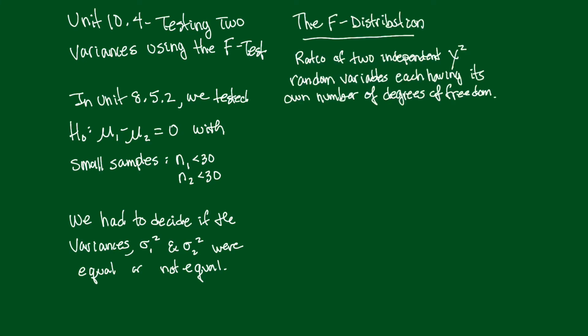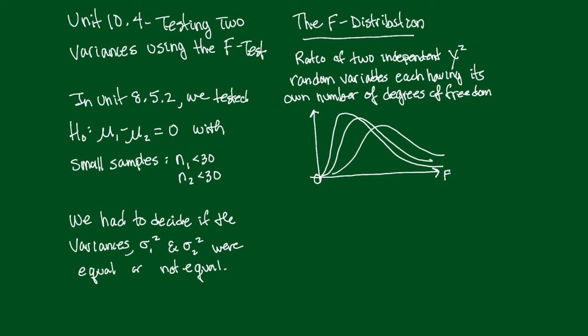So let's just talk about this F distribution. The F distribution turns out to be a ratio, so it's just a fraction, of two independent chi-square random variables, each having its own number of degrees of freedom. Here's a picture. So the two variables are both chi-square, so I'll draw a chi-square curve. This will be our F distribution. And it is a family of curves, so there are different curves that you can get depending on the number of degrees of freedom.